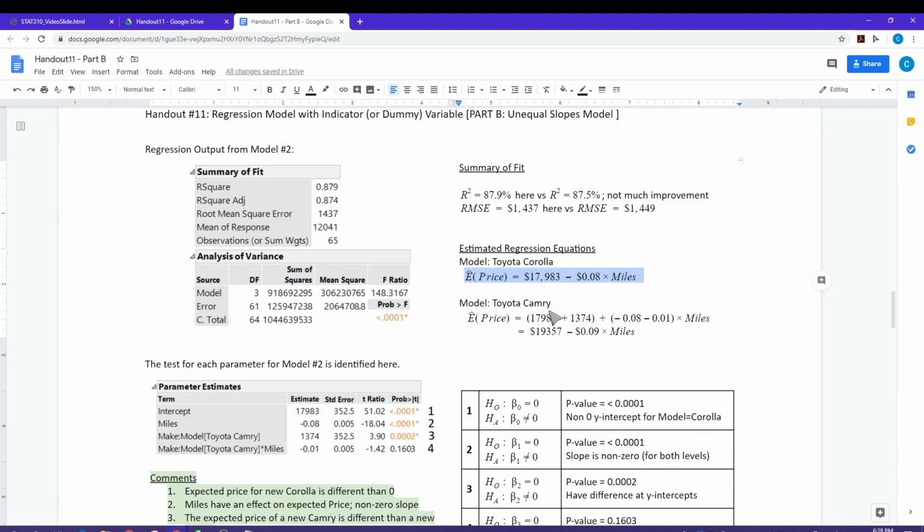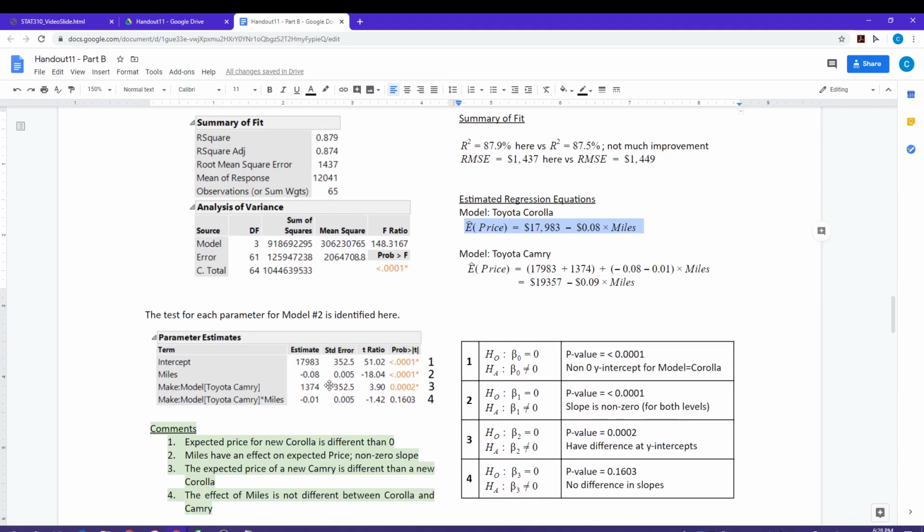The equation for the Camry, or the red line, is going to have these additional terms in here. This is the beta 2. The 13,074 gets attached to the y-intercept. Okay. This interaction term of negative 0.01, this has miles on it, so that's going to get attached to miles.